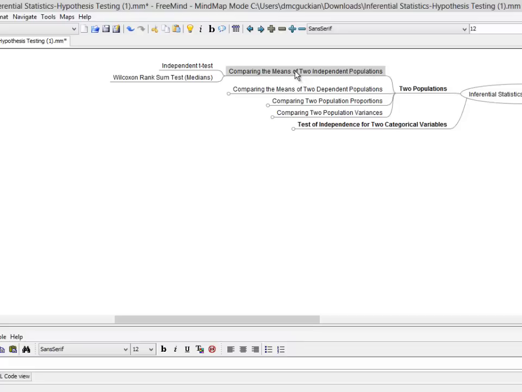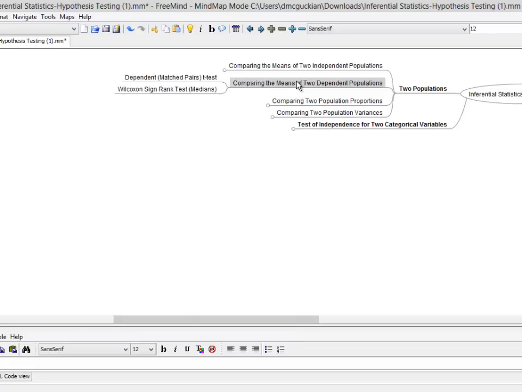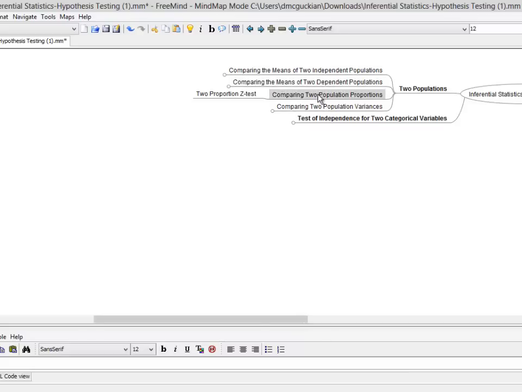All right. From there, let's look at the next one, which is the dependent case. We had the matched pairs t-test, and we had the Wilcoxon sign rank test, right? So of course, the dependent matched pairs t-test procedure assumed normality, and the other one, the Wilcoxon sign rank test, did not. Now, comparing two population proportions, we had the two proportion z-test, and then to compare the two population variances, remember that was the f-test that we conducted.